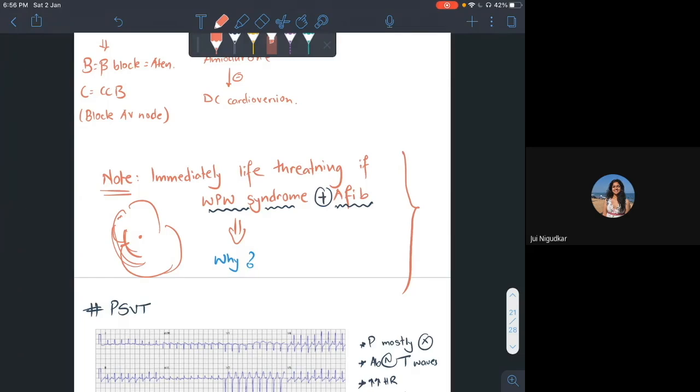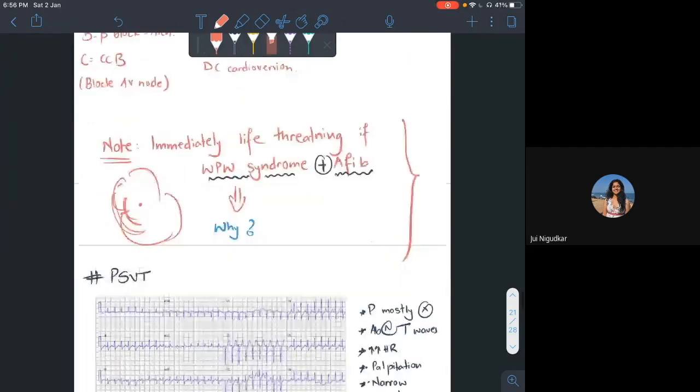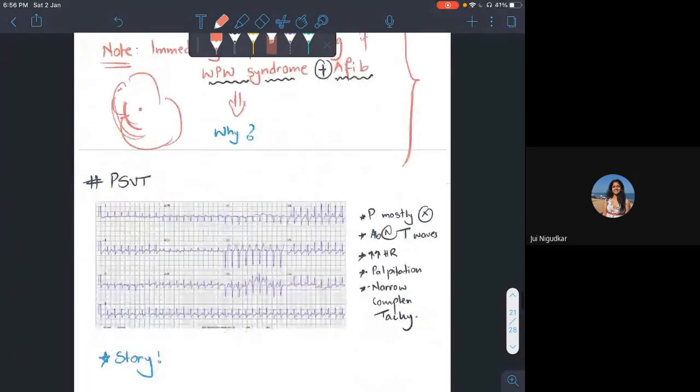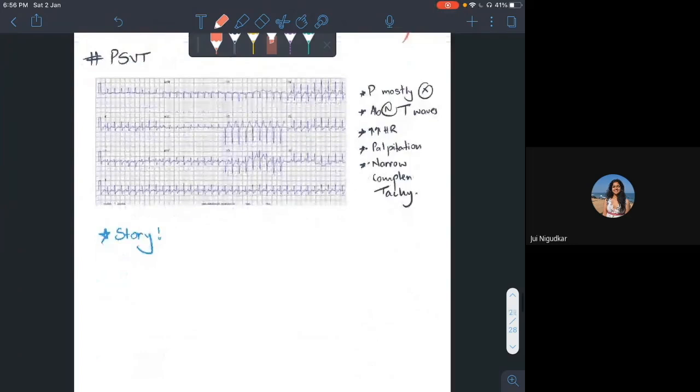Now that's the huge difference, right? So atrial fibrillation is not life-threatening, but ventricular fibrillation is life-threatening within minutes. That's why any sort of atrial fibrillation in any level of Wolff-Parkinson-White syndrome needs to be immediately looked after.